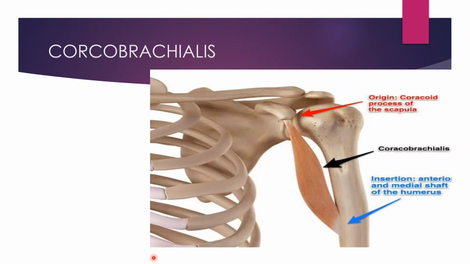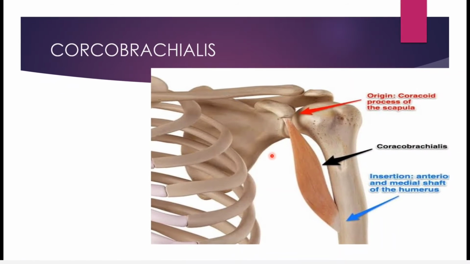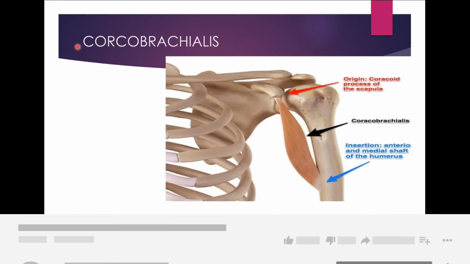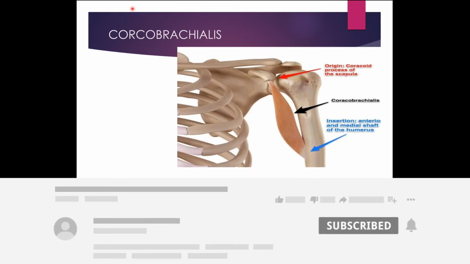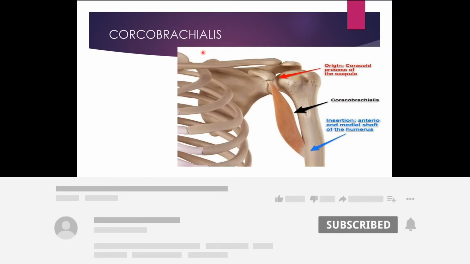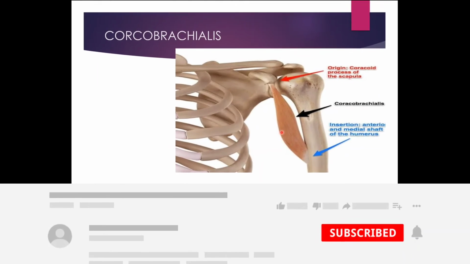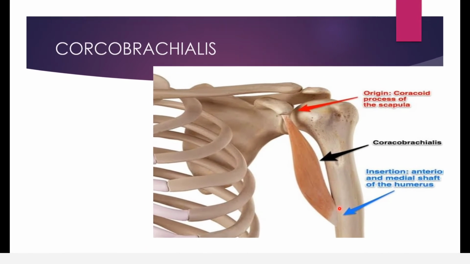Now its origin and insertion. Coracobrachialis: in the name itself we have its origin and insertion. Coraco means the origin is from the coracoid process of the scapula. You can see it in this picture. Here is the origin, and its insertion is in the mid shaft of the medial side of the humerus, and so it is called coracobrachialis.